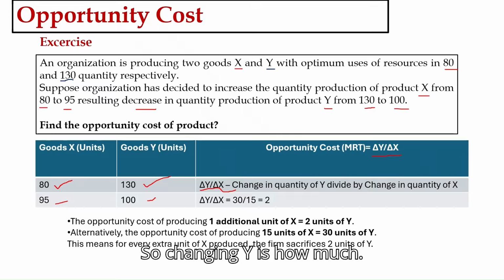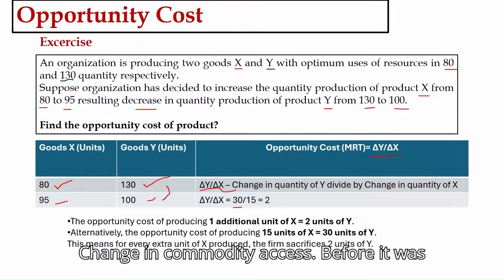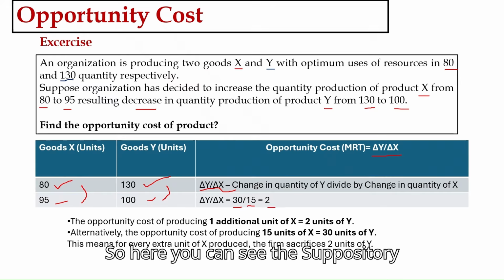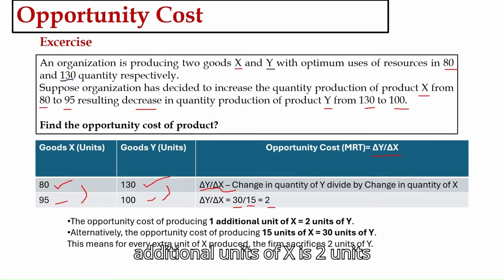So change in Y is how much? Before Y was 130, now it is 100. So 130 minus 100 is 30. And change in commodity X is, before it was 80, now it is 95, which means 15. So 30 divided by 15 is 2. So here you can see the opportunity cost of producing one additional unit of X is 2 units of Y.